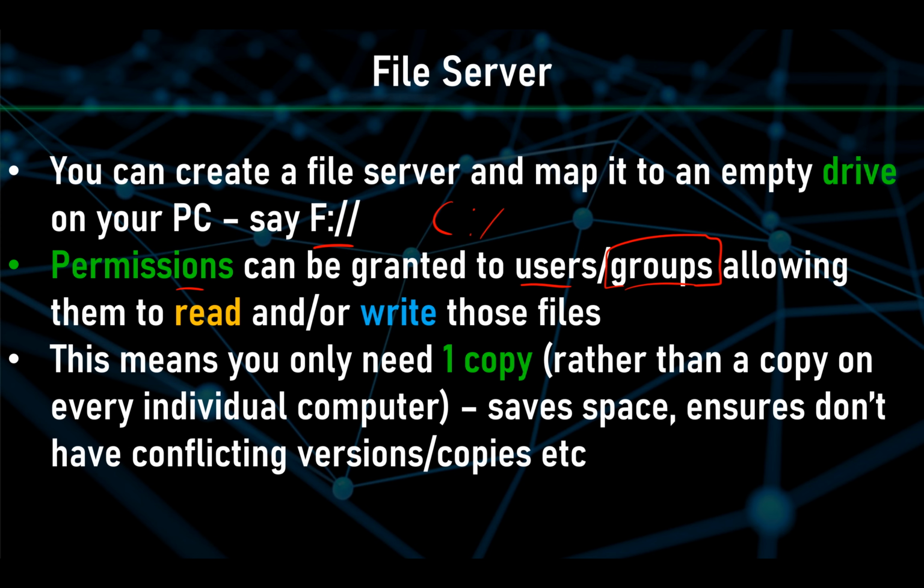So the advantage of this is that we only need one copy, rather than a copy on every individual computer. So that's going to save space. It is also going to ensure that we don't have conflicting versions or copies. Because let's say person A has a copy, and person B has a copy. Maybe person A makes a change, and person B makes a different change. Now, if they started with the same file, since they've both made different changes, they are going to have different versions of that same file. And if that's some financial data, or a timetable, that's going to cause all kinds of problems.